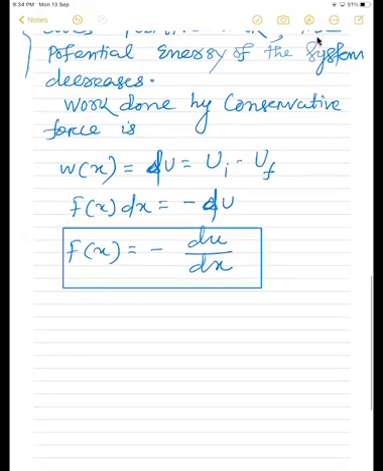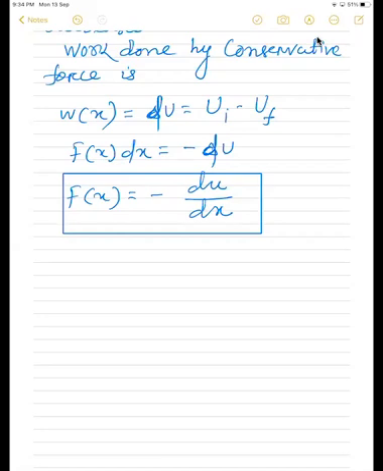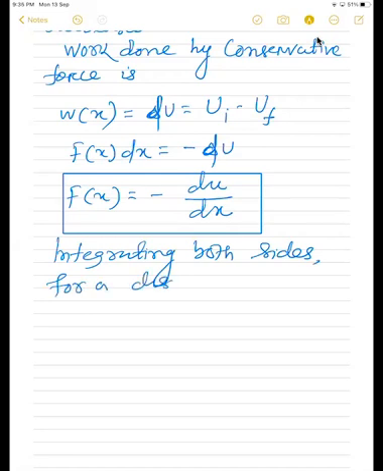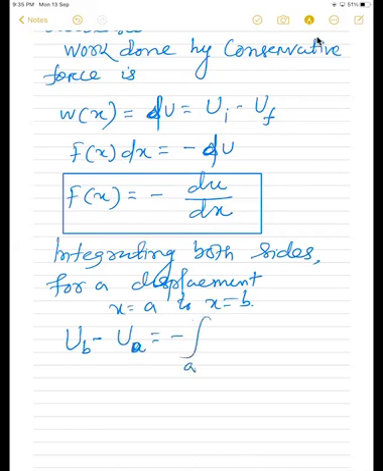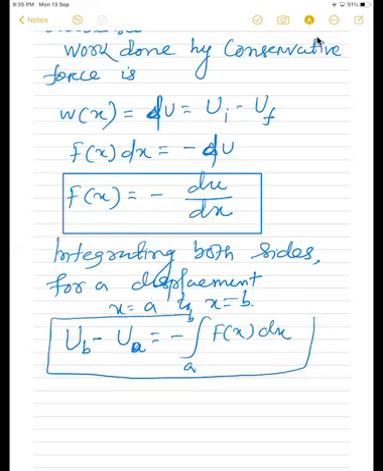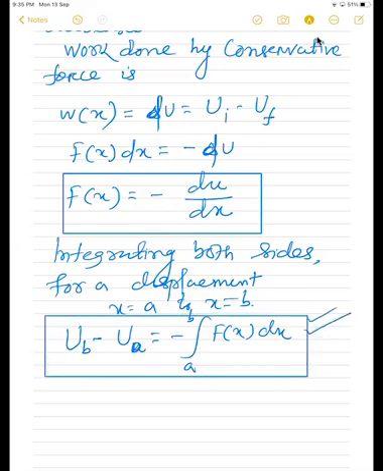Let we want to find the change in potential energy. That means we want to find the final potential energy and the initial potential energy. So by integration we can find, integrating both sides for a displacement, that is let x is equal to a to x is equal to b. We have UB minus UA, change in potential energy, that is equal to negative integration of a to b f of x dx. Just keep it in box, correct?